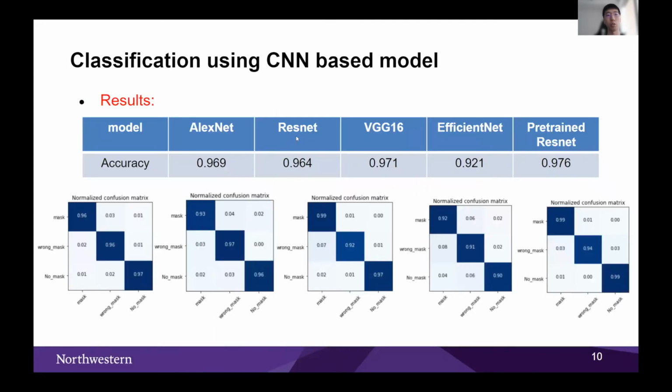Here are our results of accuracy and confusion matrices. We can see the pre-trained ResNet achieved the highest accuracy, and the true positive rate of wrong mask is lower than the other 2 classes for most of our models. This means the images of wrong mask are harder for our models to classify.